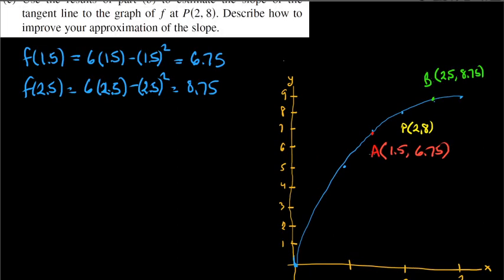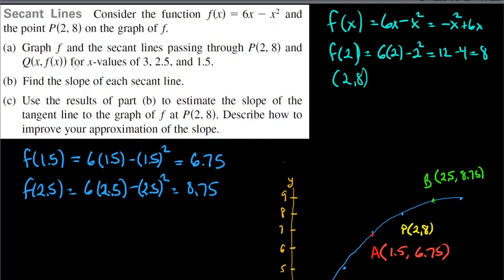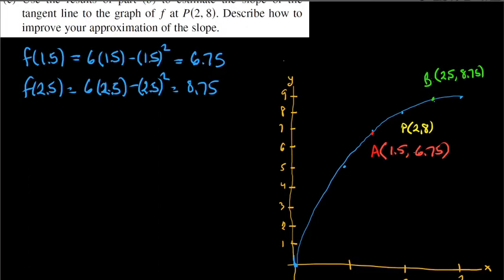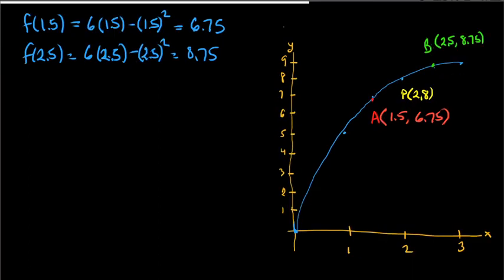All right, so we labeled those points, and we also want to graph the secant lines passing through the point (2, 8) and the point when x equals 3. I'm not going to do that one. If you want, you can do that one yourself. I'm just going to do the 2.5 and 1.5. For our purposes, that's probably all we need to do here.